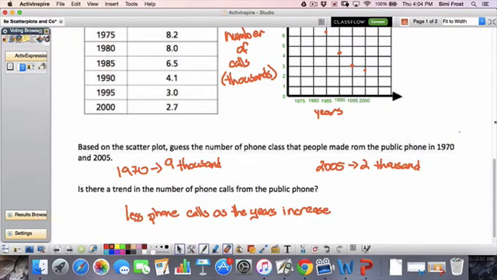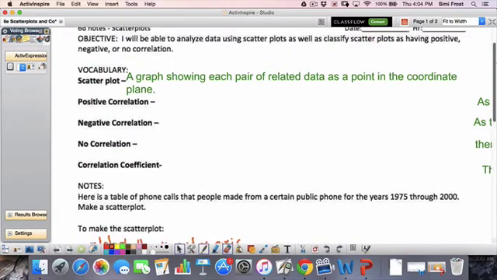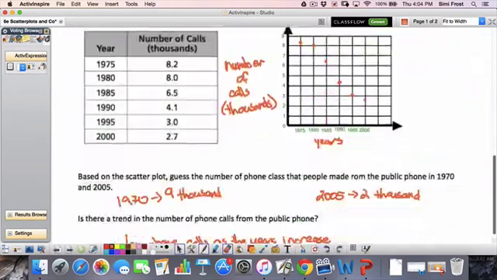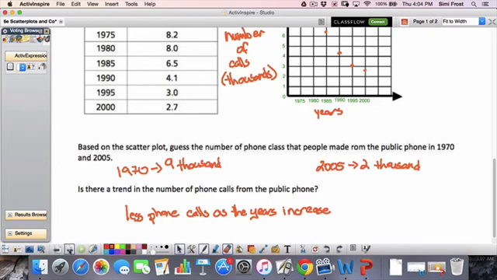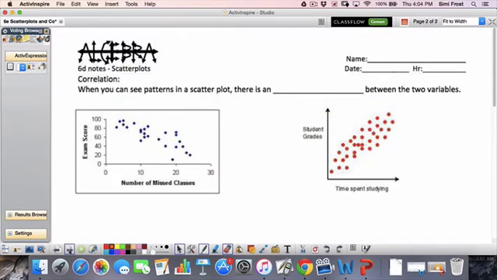Okay, that's it for the front side. We don't have anything to add here, but we will be flipping back here in just a moment. So let's go to the back side of the page. Correlation. So when you can see a pattern in the scatter plot, there's a correlation between the two variables. There's a correlation between the x and y.